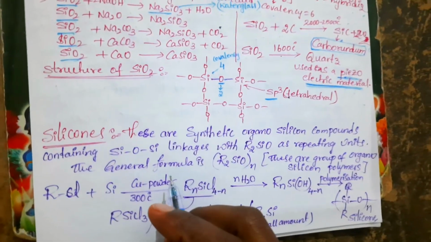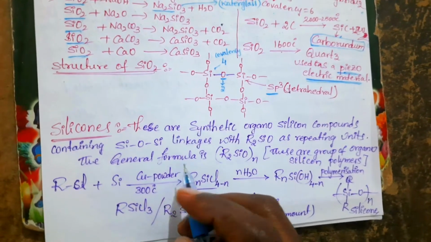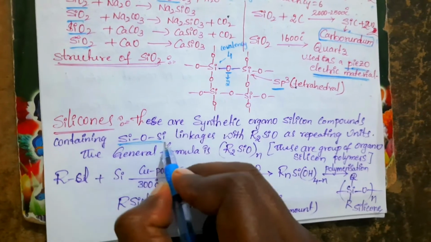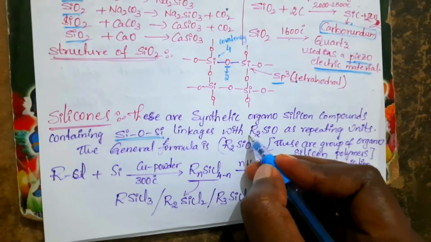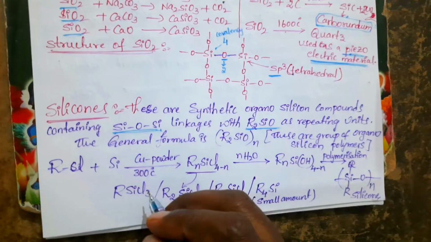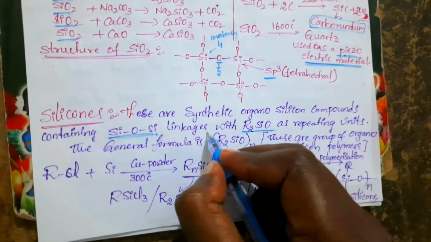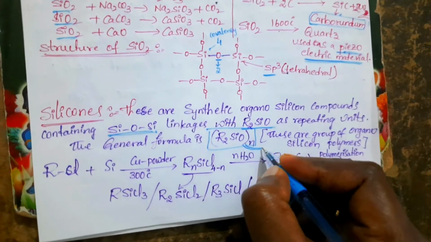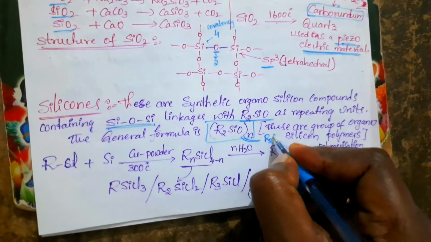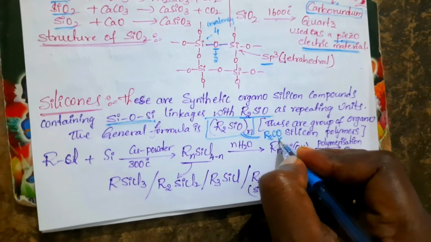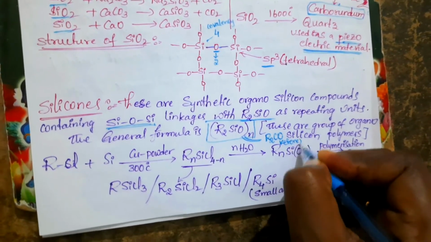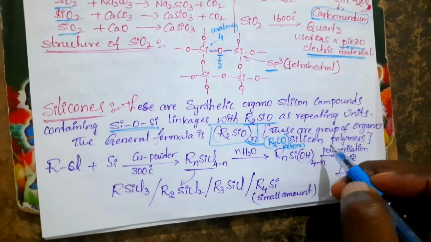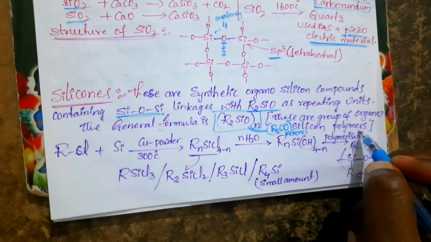Now you can see silicones. What are silicones? These are synthetic organosilicon compounds containing Si-O-Si linkages with R2SiO as the repeating unit, having the general formula (R2SiO)n. It has a structure similar to the ketone R2CO, so ketones and silicones have a similar empirical formula. These are a group of organosilicon polymers.